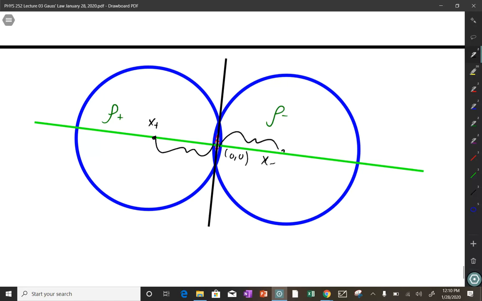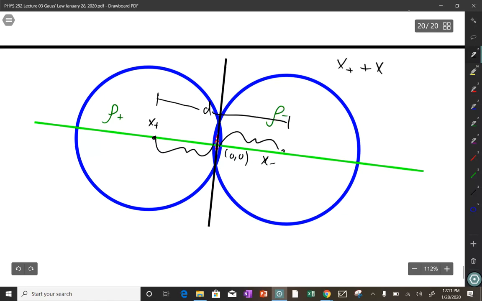Now I want to leave a little bit to you, so I'm not telling you what that is. And there is a number given to you, by the way, that says that this distance here is d. So x plus minus x minus should equal d. And the x plus and x minus are actually the same magnitude, d over 2, it turns out, obviously.